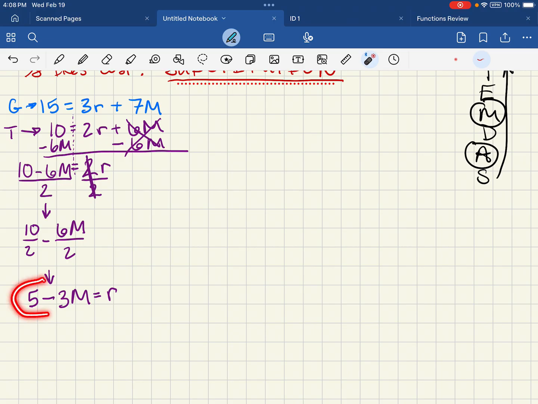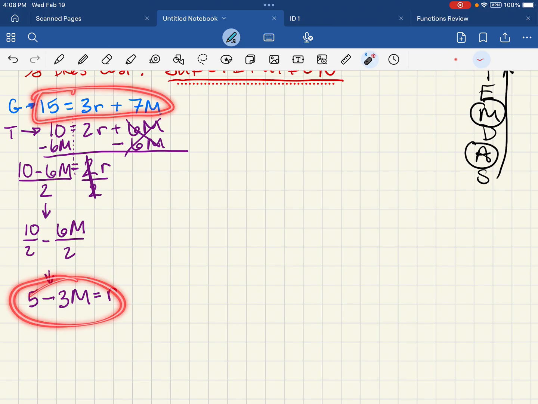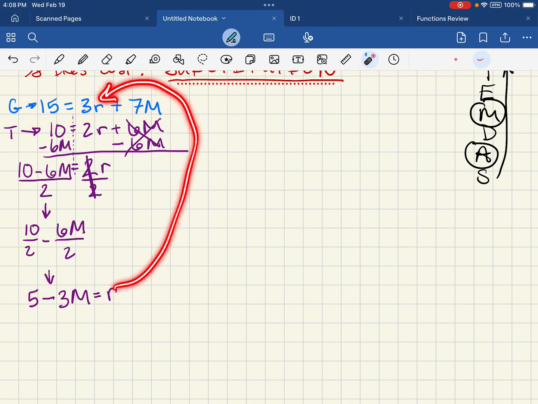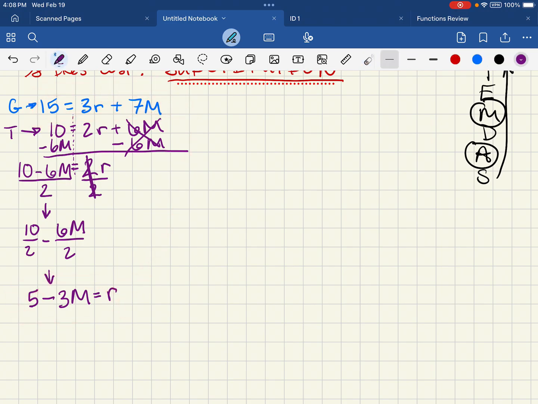It's not as helpful if I take the Thompson equation and put it back into itself, so it's good practice to alternate. So this is the Thompson equation, and I'm going to put the Thompson equation into the Gunther equation. I'm going to write this out.